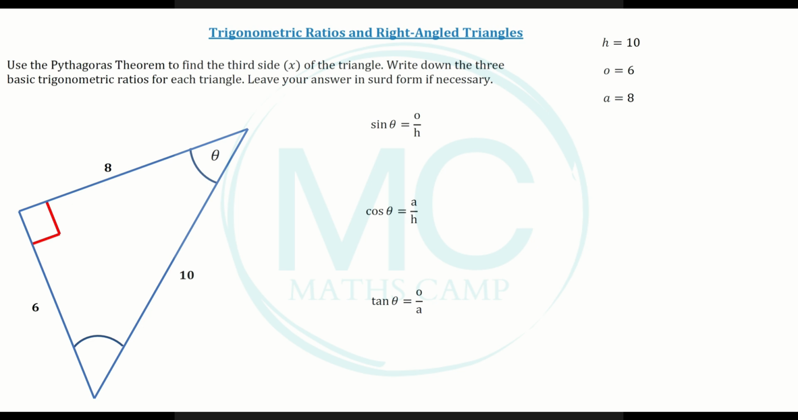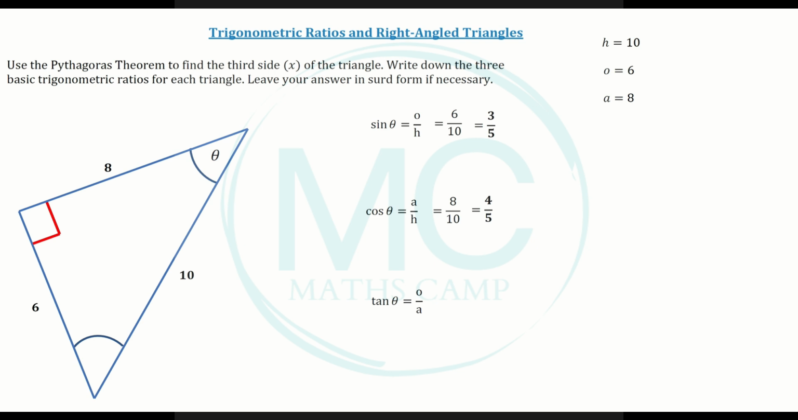Now we can use these values to find our sine, cos, and tan ratios. Sine theta is equal to the opposite over the hypotenuse. So in this case, we can say sine theta is equal to the opposite, which is 6, over the hypotenuse, which is 10. Let's simplify our fraction, and we get an answer of 3 over 5. Now we can look at cos. Cos theta is equal to the adjacent over the hypotenuse. So we can say cos theta is equal to the adjacent, which is 8, over the hypotenuse, which is 10. Let's simplify, and we get 4 over 5.